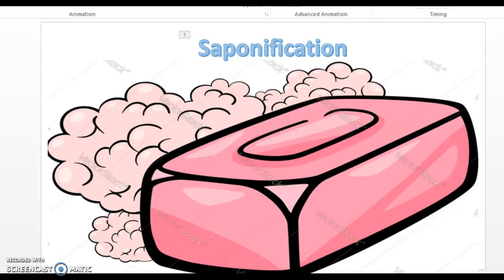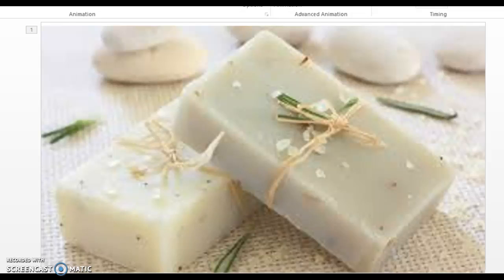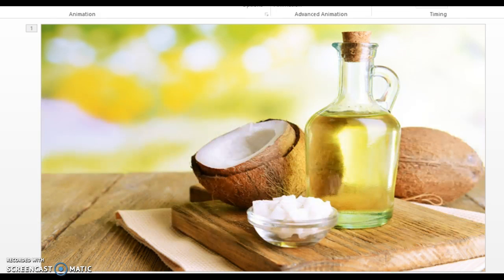Before we start, I'm going to explain a little bit about soap. Soap is made from fat, oil or their fatty acid. Soap is the sodium salt of long-chain fatty acid which has cleansing property in water. The most common process of making soap is saponification, in which triglyceride present in the fats and oil reacts with alkali such as sodium hydroxide or potassium hydroxide to form soap and glycerol.